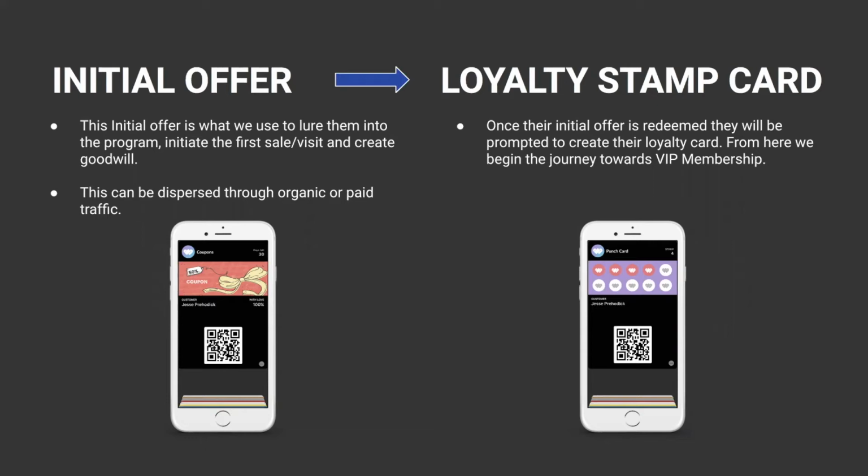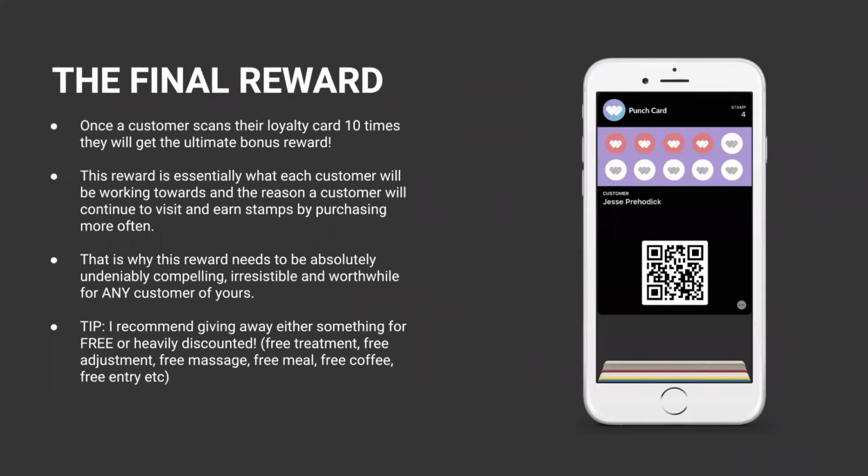And then once we get them onto a loyalty stamp card, they'll have an initial offer to come in, and then we'll get them with the loyalty program. Because once they redeem it, they'll be prompted to join this loyalty program straight from Messenger. From here, we'll begin the journey of working them towards a VIP membership. Now, the final reward is when they reach 10 stamps. A customer will scan 10 times, and they'll get the ultimate bonus reward.